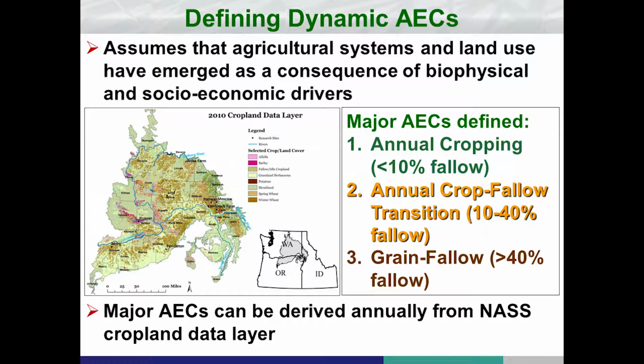We could use the information that NASS, the National Agricultural Statistical Service, produces, a cropland data layer, and I've displayed this on the left, and there's where we are.